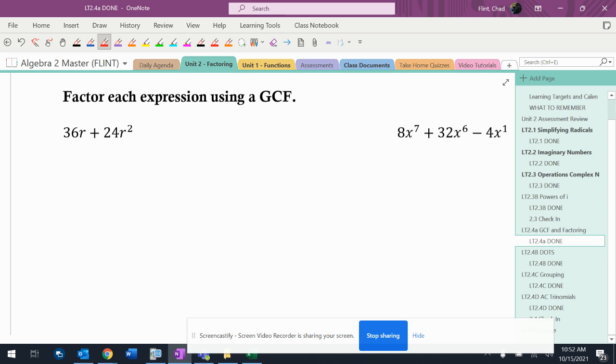So the lowest exponent for the letter is just a regular old R to the first. All right, so R, just R to the first. The greatest common factor between 36 and 24 is going to end up being 12. All right, so I'm going to have 12R as my GCF.